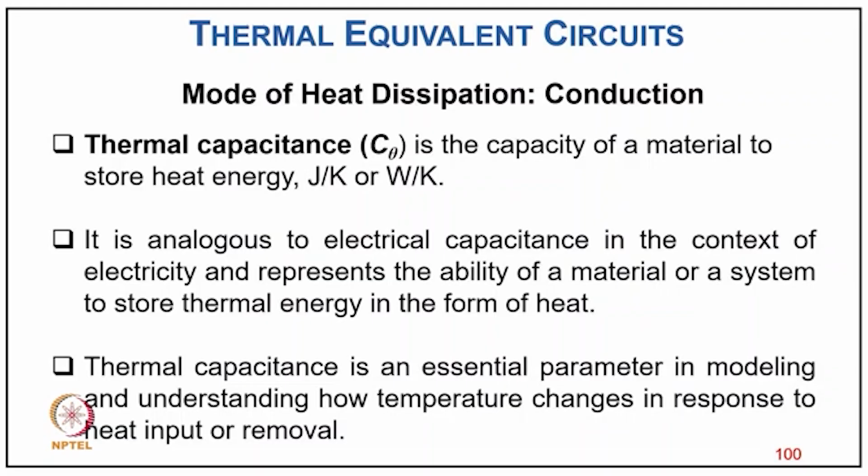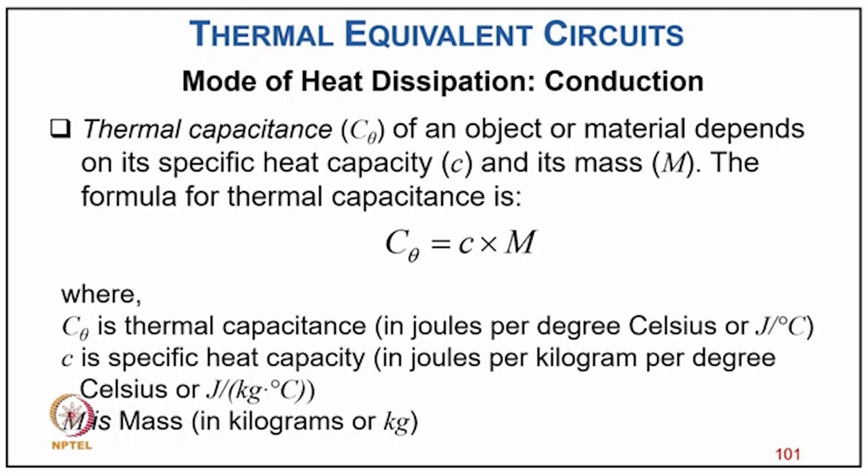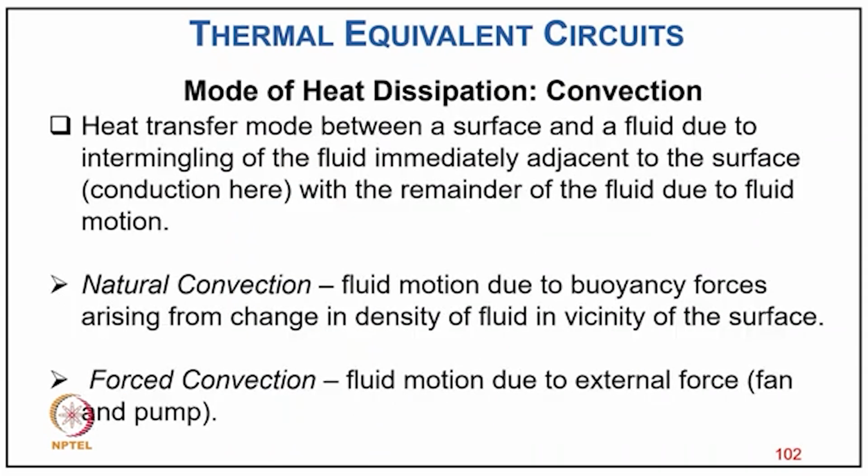Now, the thermal capacitance of an object or material depends on its specific heat capacity and its mass, and the formula for thermal capacitance is C theta equal to c into m, where C theta is the thermal capacitance in joules per degree Celsius, the small c is the specific heat capacity in joules per kilogram per degree Celsius, and m is the mass in kilogram.